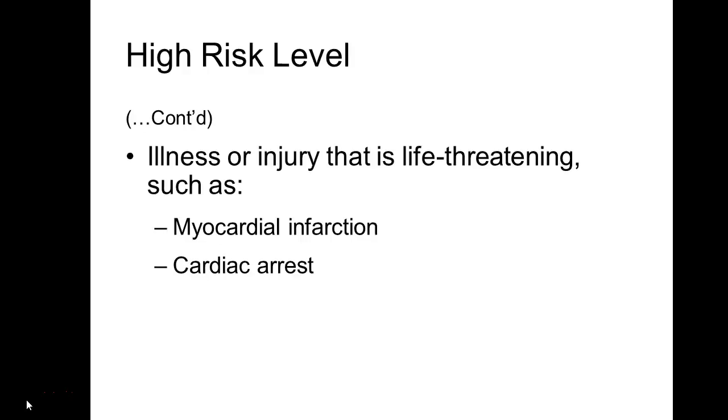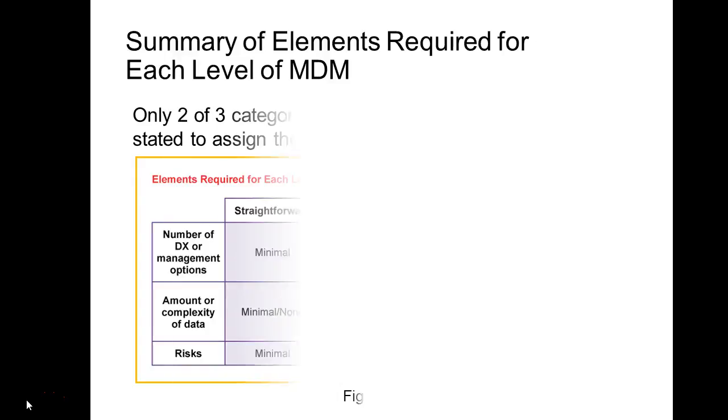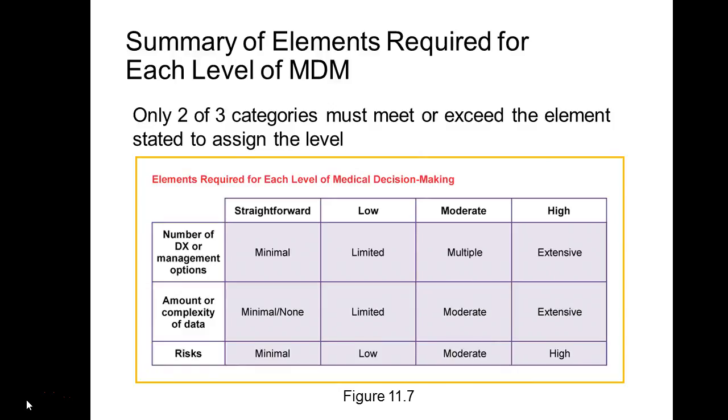So again, we also have to think about high risk are life-threatening injuries, again, myocardial infarctions, heart attacks, cardiac arrest, respiratory failure, hepatic failure. There are certain things that are always considered high risk because they are life-threatening. So again, this right here is on page 10 in your code book. So make sure to take a look at that.